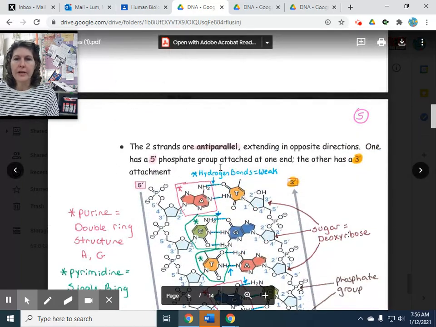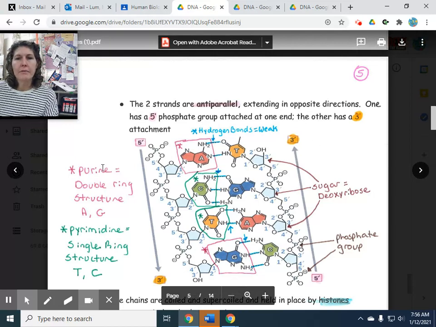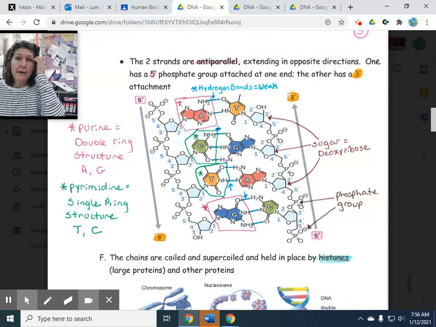So once again, the 2 strands are anti-parallel. They're extending in opposite directions, 5', 3'. So there's a lot going on in this particular diagram. You'll see it again in the coloring one here. So at the end, we'll kind of use it as a little bit of a review.